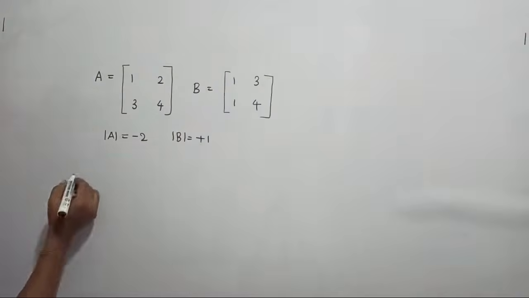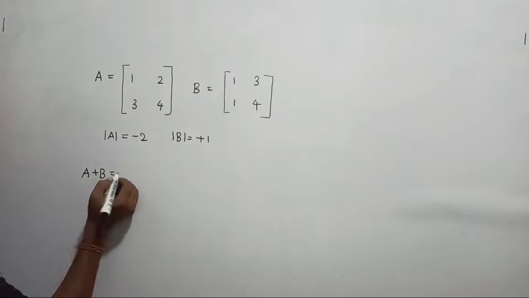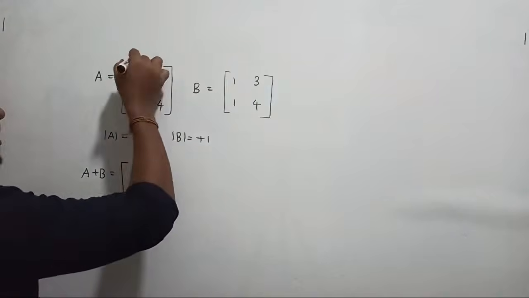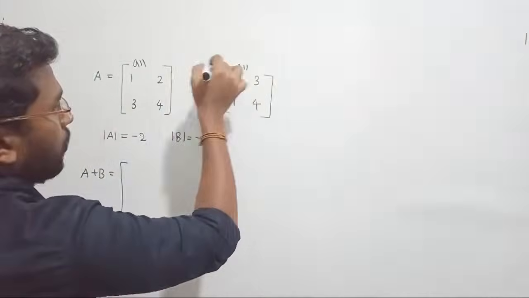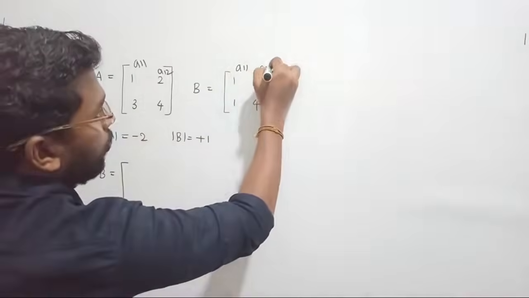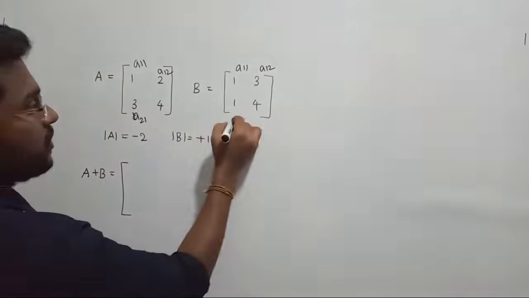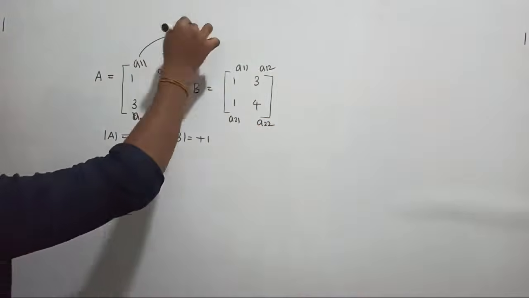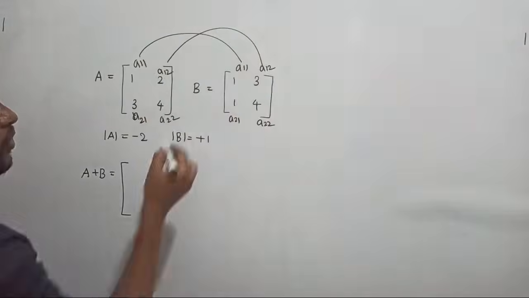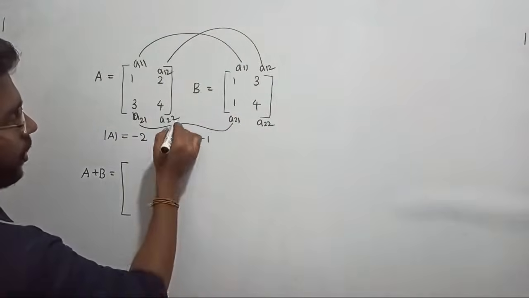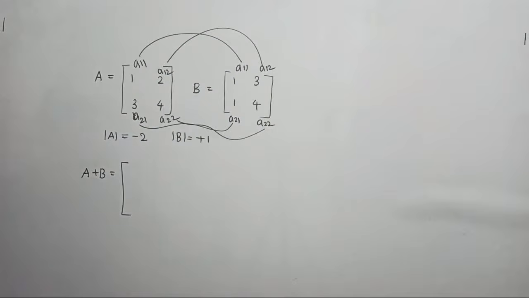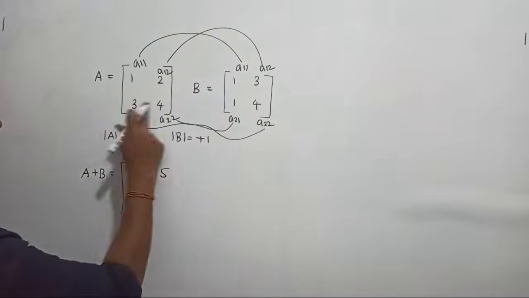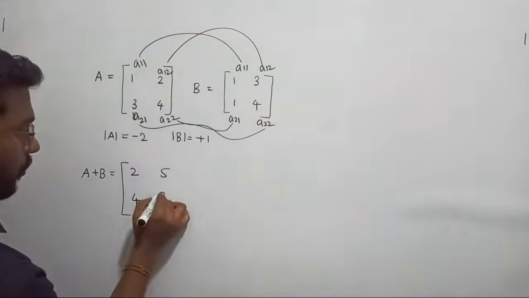Now, let us find the matrix A plus B. Notice, how do you do addition? See there, here is A11, this is A12, this is A21, this is A22. While doing addition, we add A11 with the A11, A12 with the A12, A21 with the A21, A22 with the A22. That is matrix addition. Such that 1 plus 1 will give you 2, 2 plus 3 will give you 5, 3 plus 1 will give you 4, 4 plus 4 will give you 8.